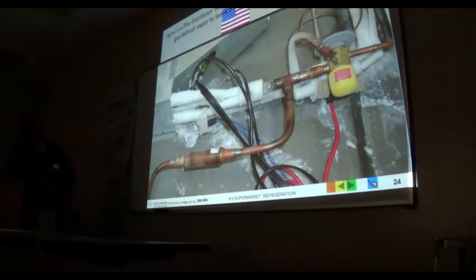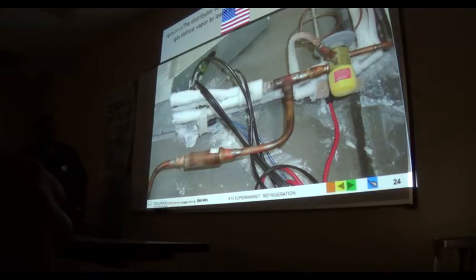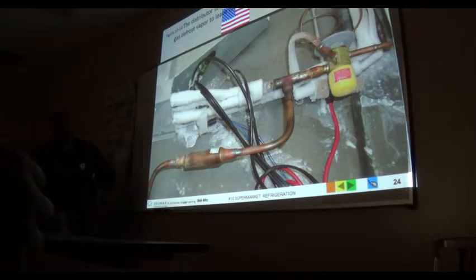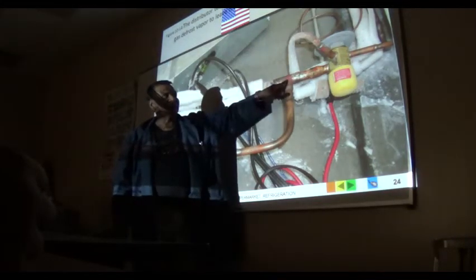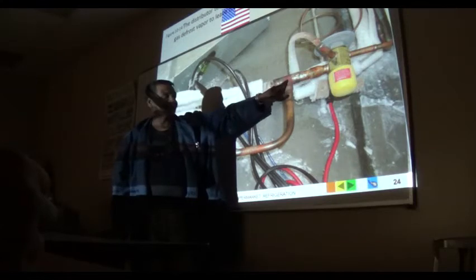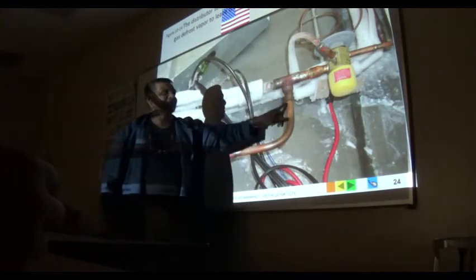Whoa. That's ice, right? Yeah. It does look like that in real life anyway. Expansion valve. See? This line is downstream of my expansion valve. This is where the liquid comes in. External equalizer.